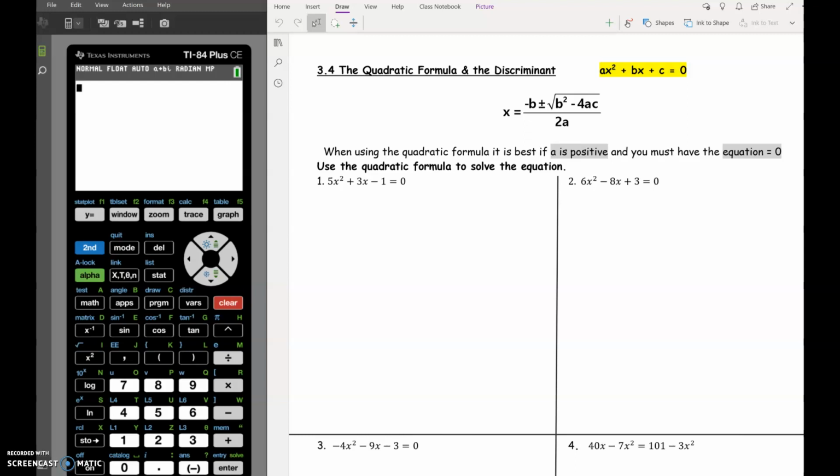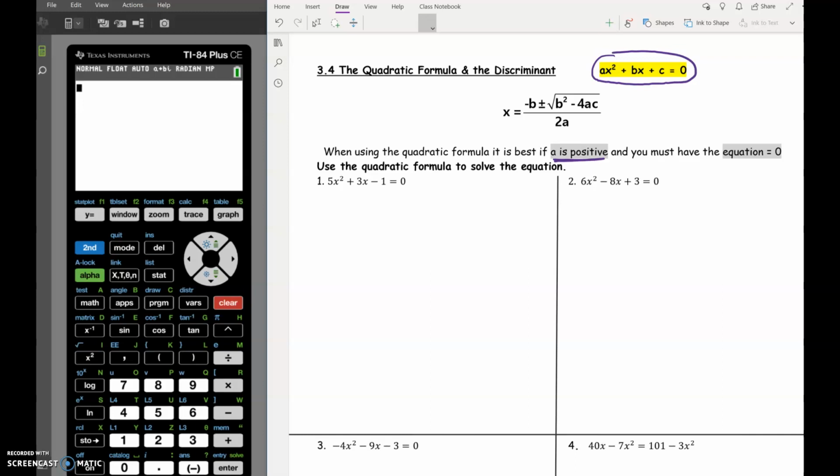In order to use the quadratic formula, you have to have your quadratic equation in standard form, which means you need to have the x squared term first, the x term in the middle, and the c term, the term that's just the number at the end. It must be equal to 0, and it is incredibly helpful if your a value is positive. So if your x squared term is positive, it's going to make everything a whole lot easier.